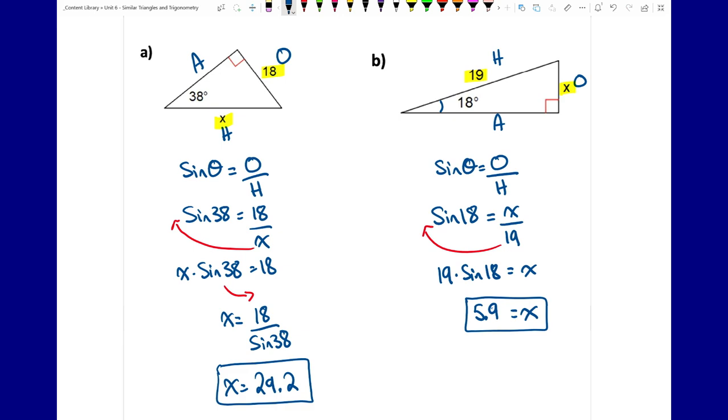Again, if you're not getting that answer, make sure your calculator is in degree mode. In some cases, you may have to put brackets around the 18 in sine or close it, right? So there might be some things that you have to do just to make sure that your calculator does things in the correct order.